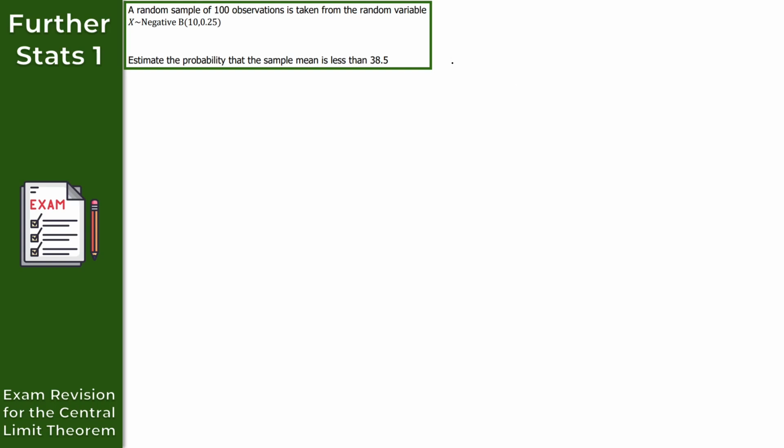So the first thing that we need here is the mean and variance of our random variable x. So we need the expectation of x, and we also need the variance of x. For a negative binomial distribution, the expectation of x, the mean of x, is equal to r divided by p. So we get r over p. Then the variance is equal to r times 1 minus p, all over p squared.